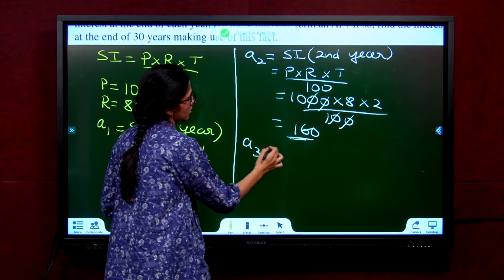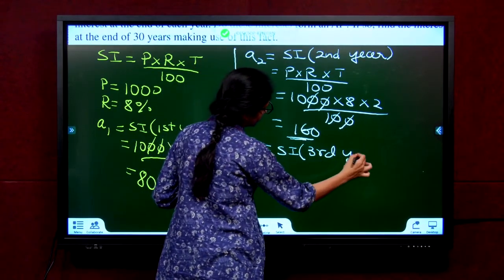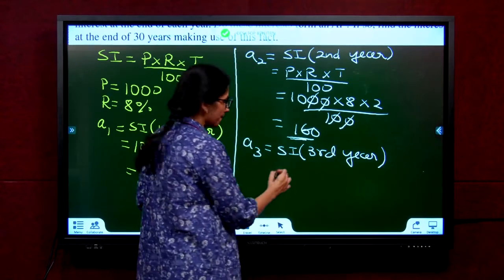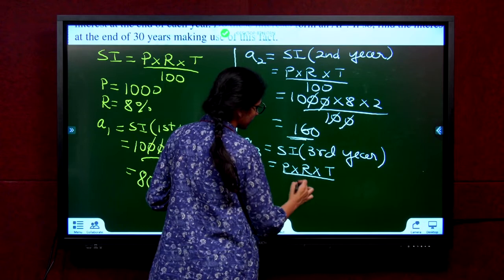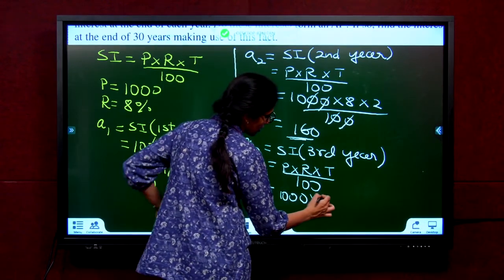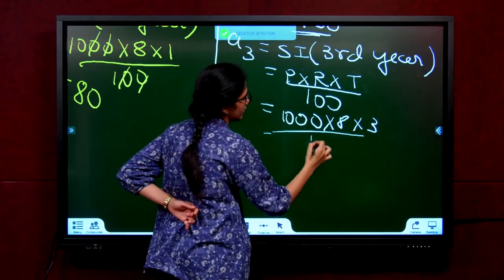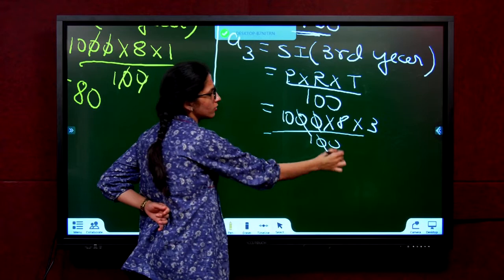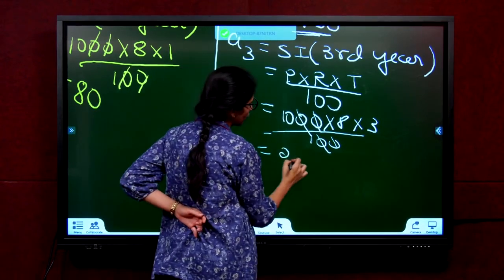Third, simple interest of the third year. P into R into T by 100. 1000 into 8 into 3 by 100. 0, 0, 0 cancel. 10 into 8, 80. 80 into 3, 240.